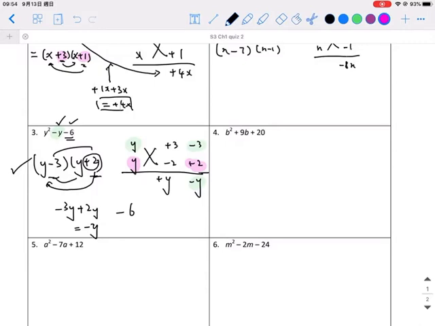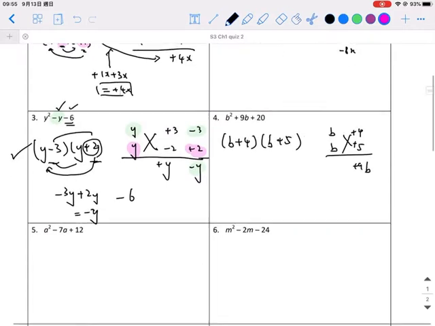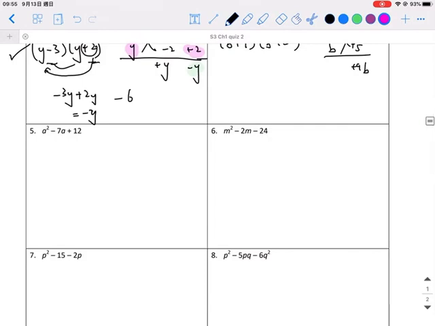For the next one, it is easy. b, and 4 and 5, positive, so you will get 9b. So the answer is b plus 4 and b plus 5. For question 5 and so on, the answer should be negative 3 and negative 4, and the middle term should be negative 7a, so the correct pair gives a minus 3 and a minus 4.